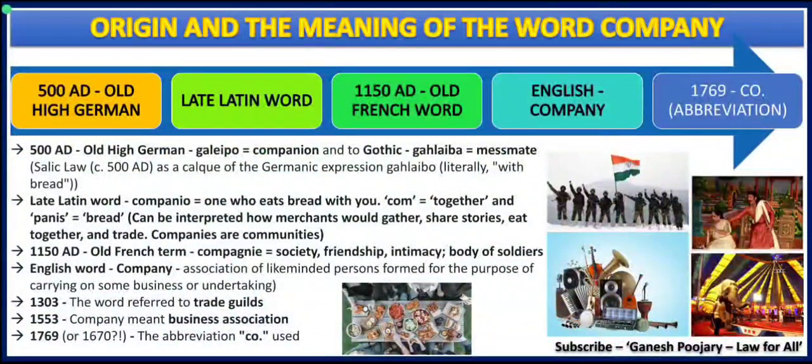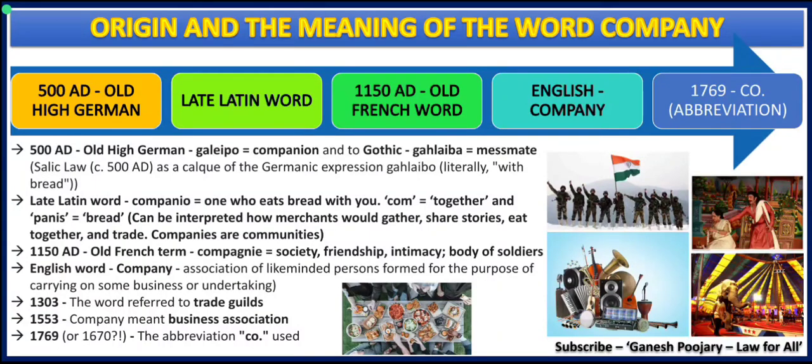Let us start the discussion with the origin and the meaning of the word company. I am dividing it into 5 major timelines. The timeline starts with 500 AD. It all started with the Old High German term Gallipo. Then comes the integral part of any of our discussions, that is the Latin word. The late Latin word Campanio was second in the series, and later in the year 1150 we got the Old French word compagnie. Finally, we have the word that we are using today, company, which is an English term. In the year 1769, we got the famous abbreviation, CO.